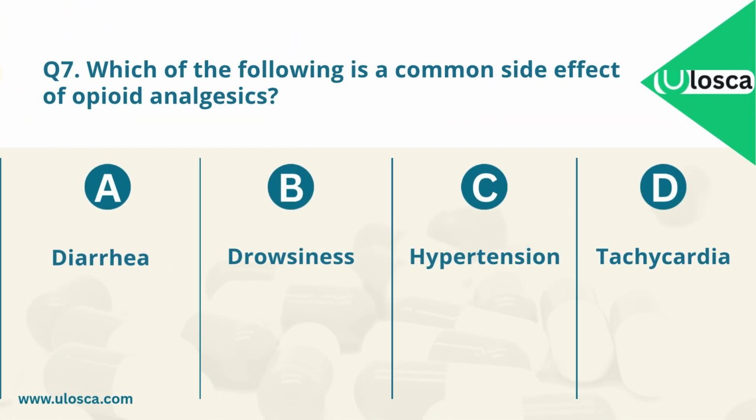Question 7. Which of the following is a common side effect of opioid analgesics? A. Diarrhea. B. Drowsiness. C. Hypertension. D. Tachycardia. Which one is the correct answer?